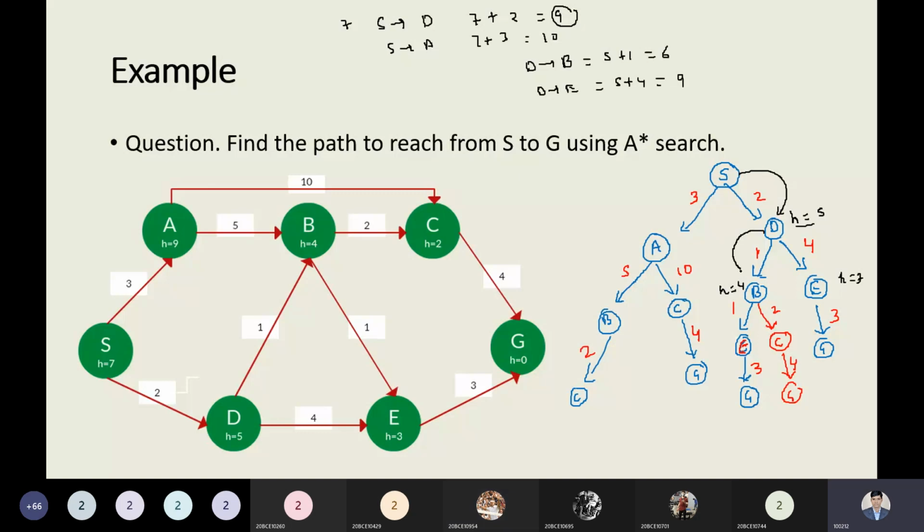Yes, good. So after reaching B, I have two options. Let me write here. B to E I can cover with 1 plus, and E just has the heuristic value 3, so that would be 4. Or I can move B to G, so that would be 2 plus, and what is the heuristic of C? Sorry, not G, C. C just has 2, so that would be 4. So here we have a tie. So tell me right now which direction I should move.